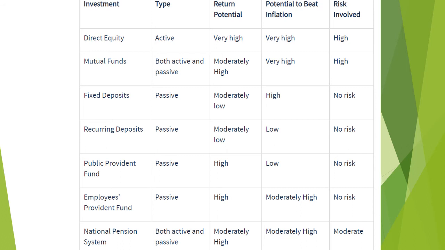The employees provident fund and the national pension scheme. The national pension scheme is now very active, and return potential is moderately high, the potential to beat inflation is moderately high, and the risk involved is moderate.